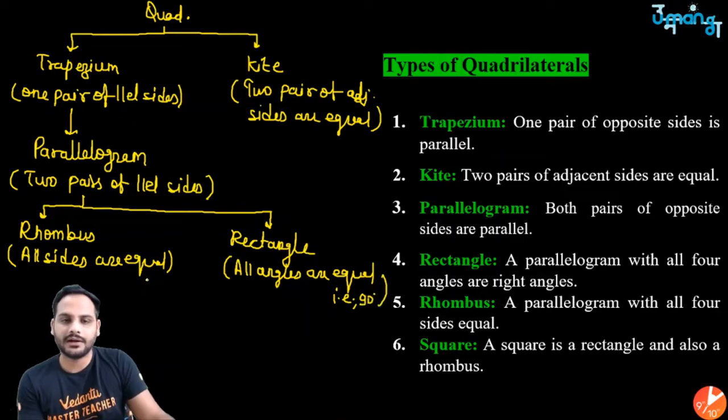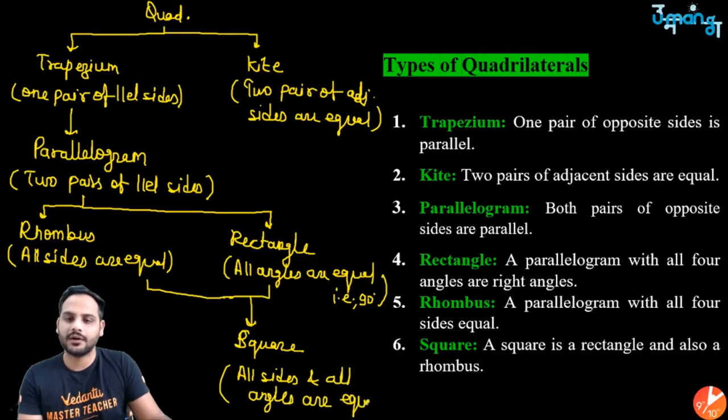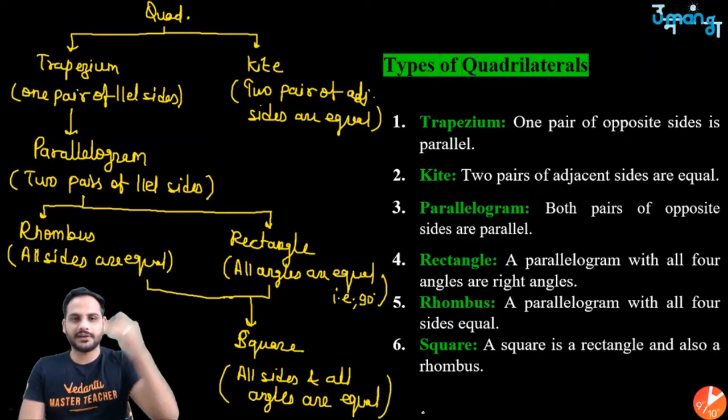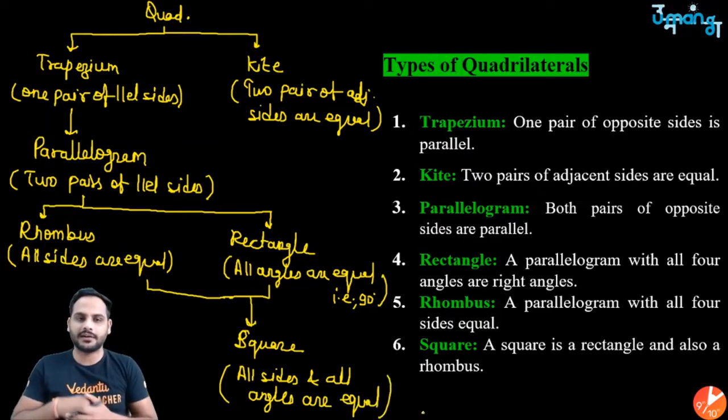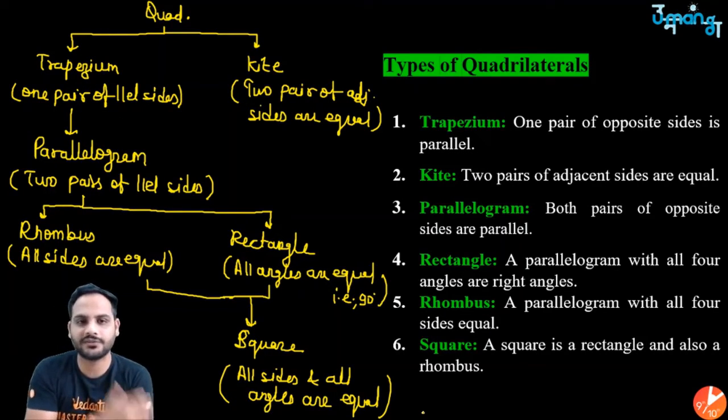Right? Now under the rhombus and rectangle comes another special quadrilateral, that is your square. And the definition for a square is a quadrilateral in which all sides and all angles are equal. So you can clearly understand how these quadrilaterals are arranged, and you can understand all those kinds of questions from this part.